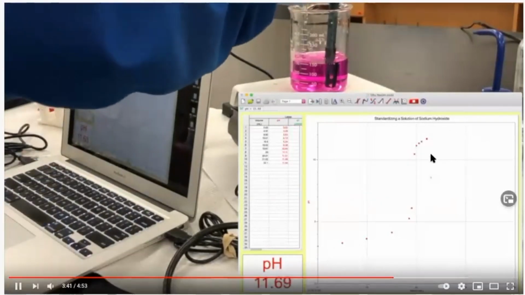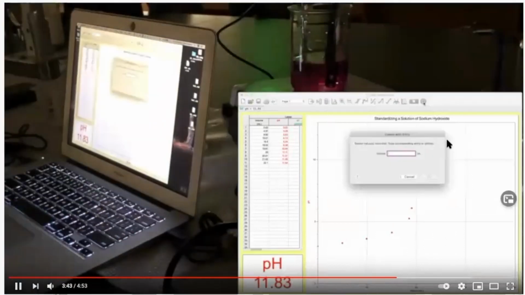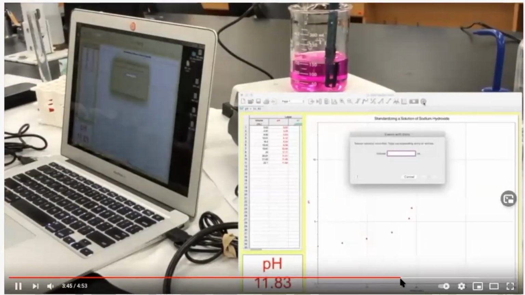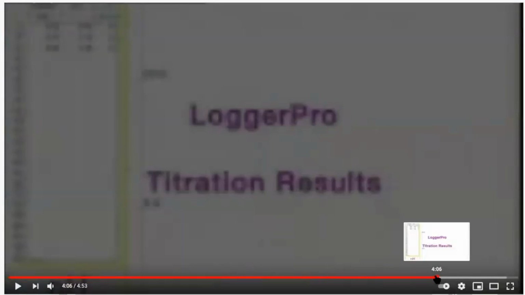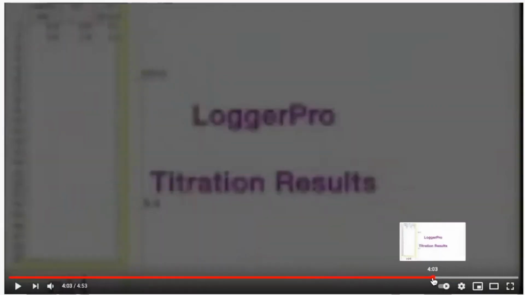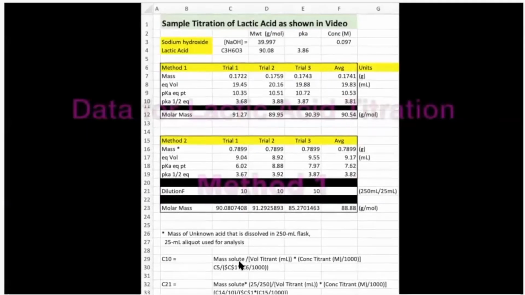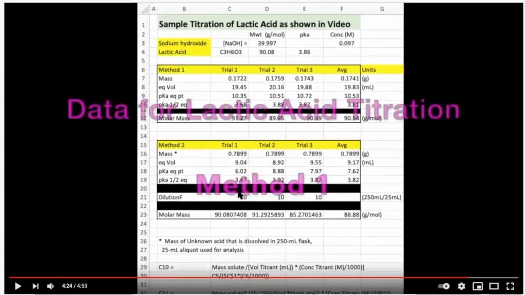And this is the pH when I'm collecting the data here. Anyway, let me go ahead and scrub through. So that was the Logger Pro. Then I do a second trial and a third trial. And then the data set looks like this. Let me stop here and explain.